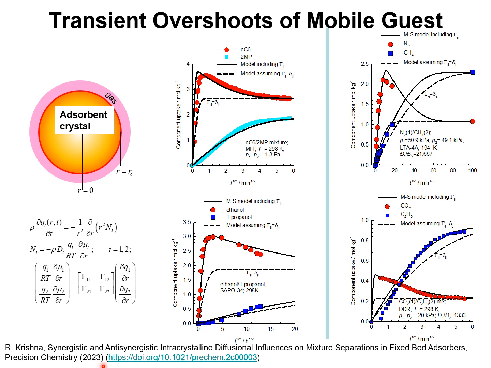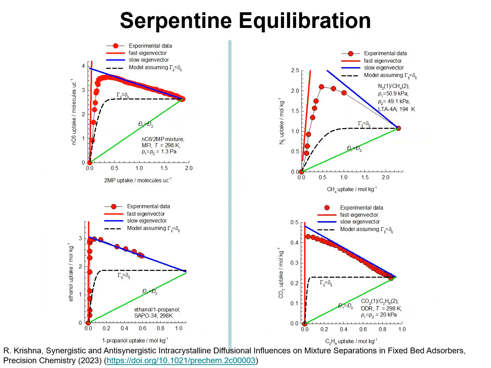There is another feature of synergistic and antisynergistic separations, and that is shown in the next slide, where we plot the experimental data on the component loadings one against the other. In this slide, I plot the 4 sets of experimental data in composition space. The x-axis is the molar loading of the tardier species, and the y-axis represents the molar loading of the more mobile component. We note that the equilibration process follows a serpentine trajectory to equilibrium in all 4 cases.